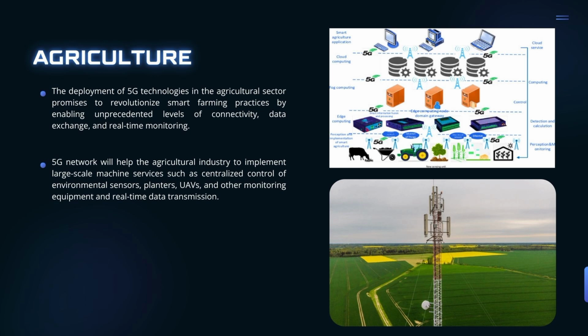This is done through the use of 5G cellular network and 5G technologies. 5G network will help the agricultural industry to implement large-scale machine services such as centralized control of environmental sensors, planters, UAVs, and other monitoring equipment and real-time data transmission. So through the use of cellular network, it can improve and maximize the way people farm.